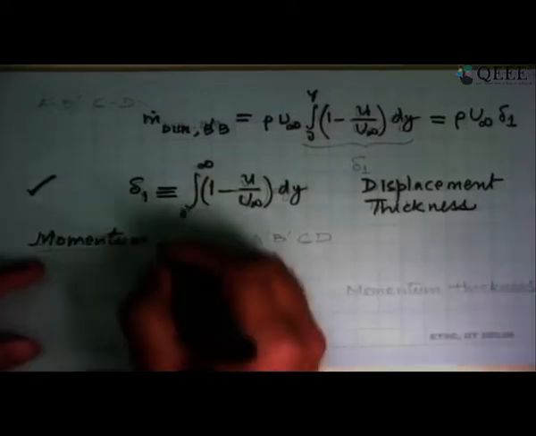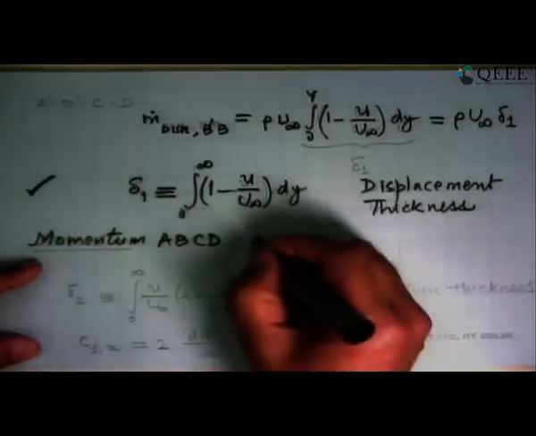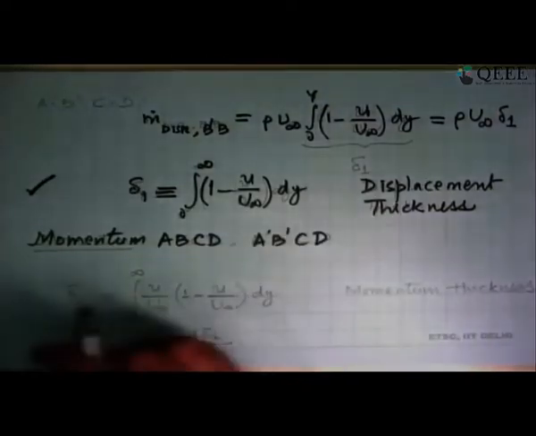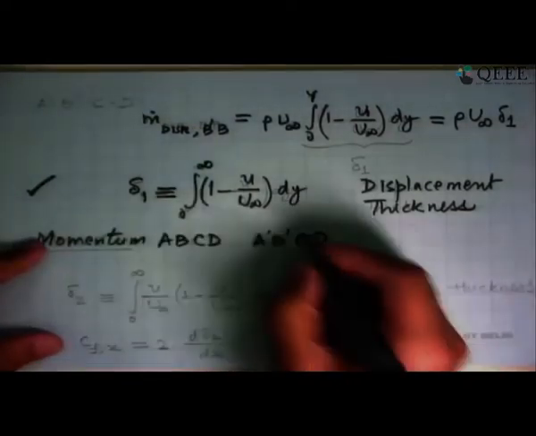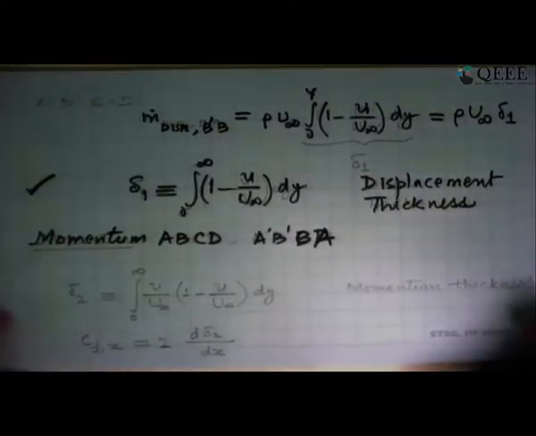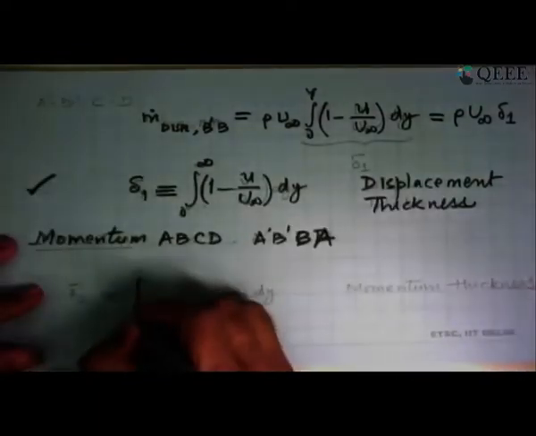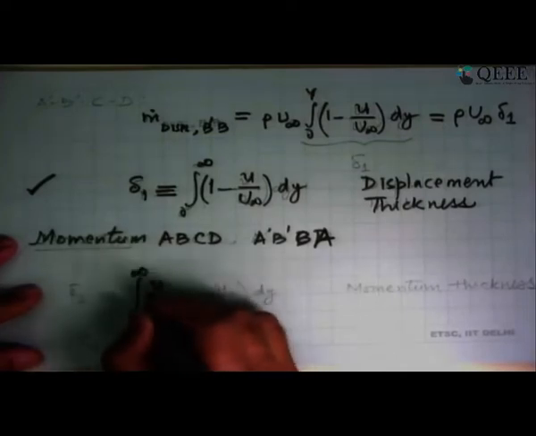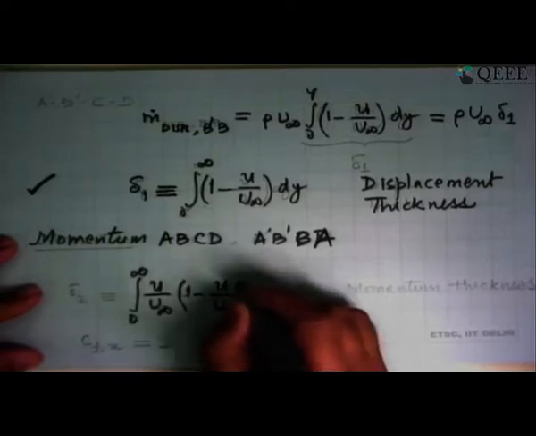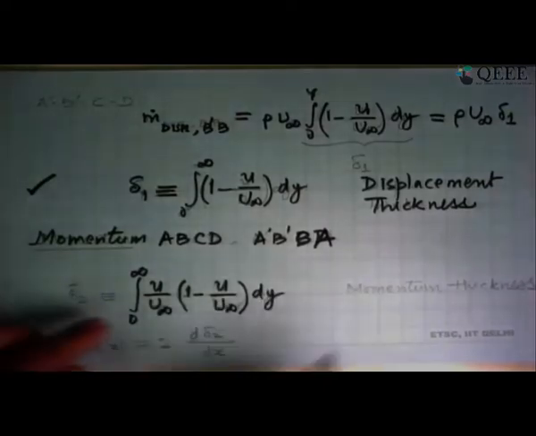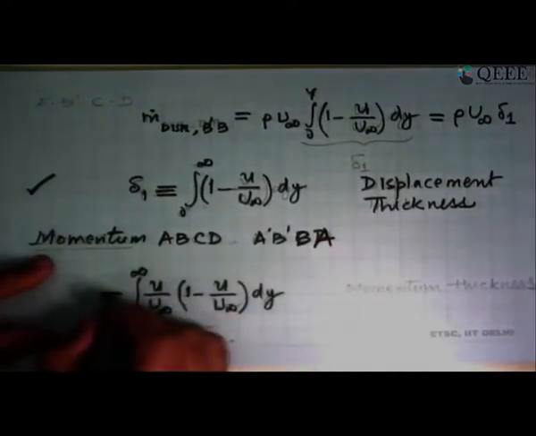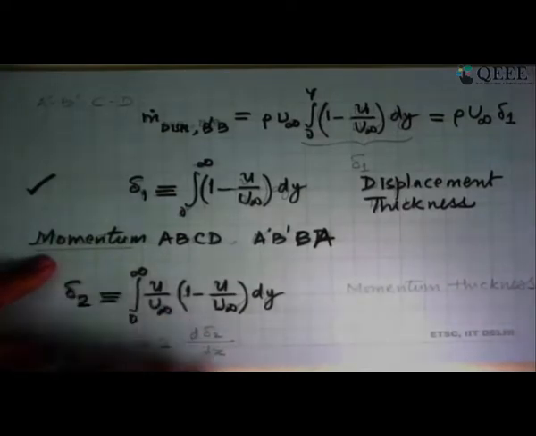Now we do the same thing with momentum, writing all the equations for A, B, C, D and A prime, B prime and C. Now A prime, B prime and then BA. We do exactly the same type of integration, and after you simplify those things, we are left with the fact that you have some momentum leaving the plate. So this term is still there, 1 minus u over u infinity multiplied by u over u infinity, dy, which tells us the momentum part of it, and this expression is defined as another parameter, delta 2.